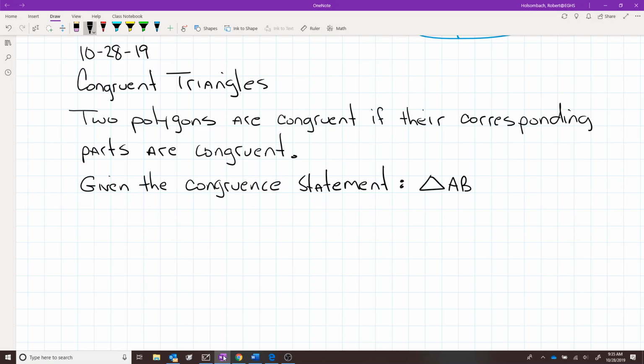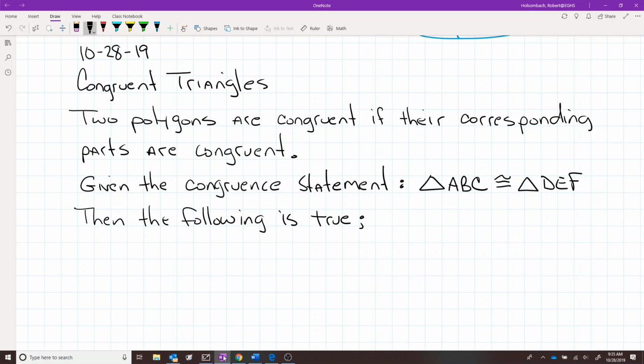that triangle ABC is congruent to triangle DEF. If you're told that triangle ABC is congruent to triangle DEF, then the following is true. Angle A would be congruent to angle D. Angle B would be congruent to angle E. And angle C would be congruent to which angle? Angle F, good.